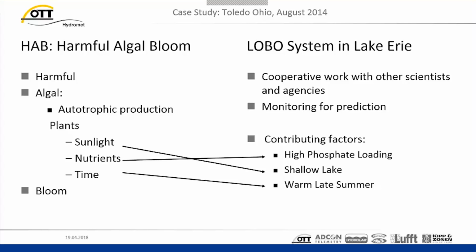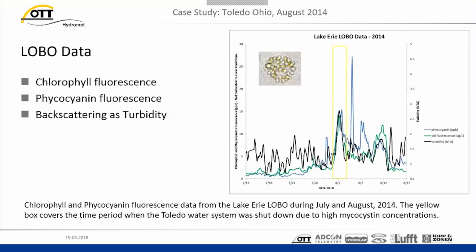Well, yes, you get a bloom every year, but where and when is really the trick to this all. So in the right-hand box there is LOBO data from the time period that we're talking about, August 2014. The yellow box is the time in which Toledo turned off their water intake during the crisis. And what we've got there is chlorophyll fluorescence, the phycocyanin fluorescence, and the backscattering turbidity. So chlorophyll fluorescence gives us the total amount of plant material, with some caveats based on the physiology of the plants themselves, but it's still a very effective technique to monitor the gross concentration of plant material.